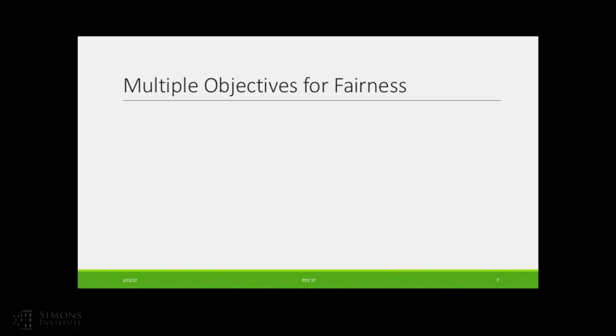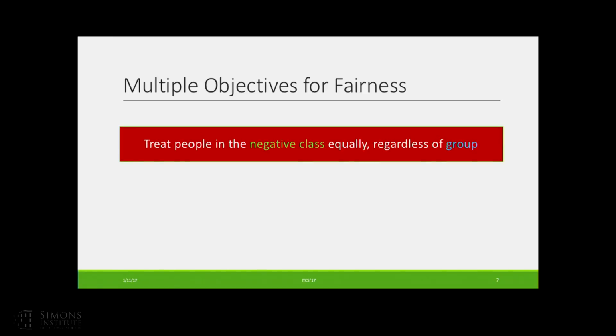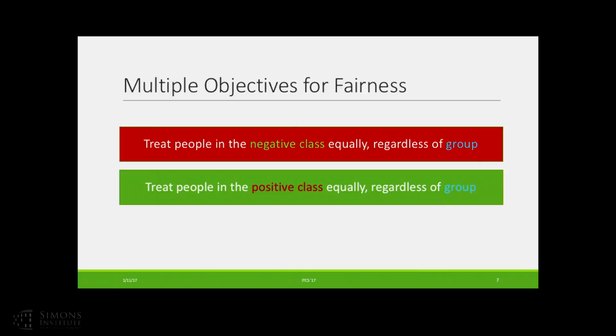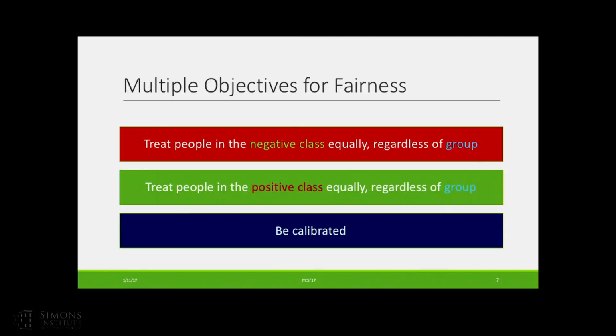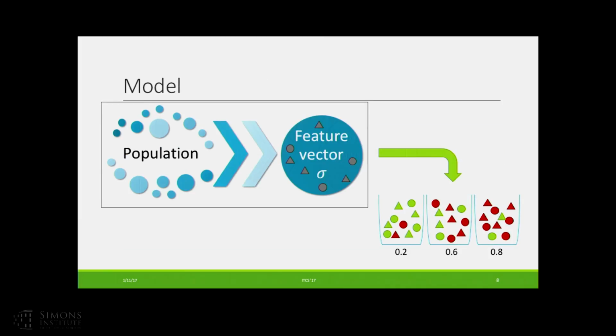So here are the objectives that we have. We want to treat people in the negative class equally, regardless of what group they come from. We want to treat people in the positive class equally, regardless of what group they come from. But we also want our risk tool to be calibrated. Okay, so 3 natural sounding constraints, pretty innocuous. So when can we have all of these? Well, it turns out there's a couple of, before I go into when we can do this, I need to formalize things a little bit more.